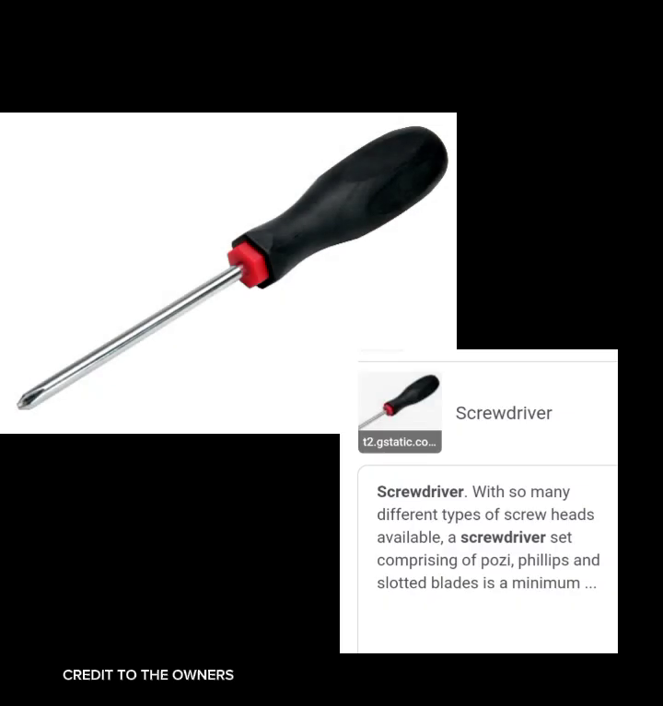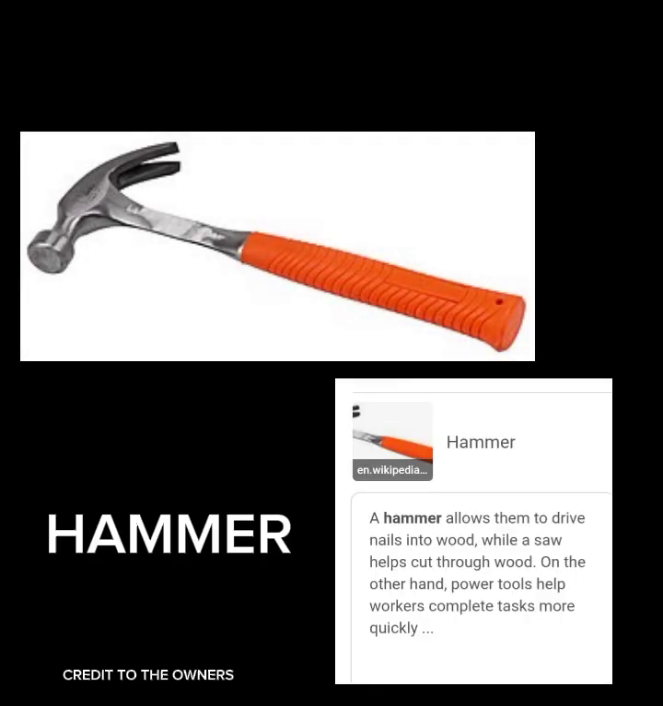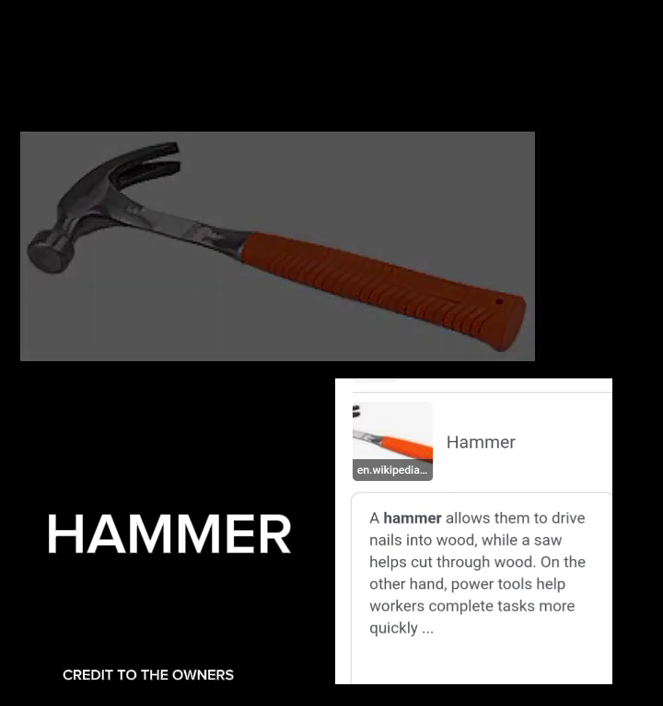First hand tool is the screwdriver. With so many different types of screw heads available, a screwdriver set comprising Phillips and slotted blades is a minimum. Next is the hammer. A hammer allows you to drive nails into wood, while a saw helps cut through wood. On the other hand, power tools help workers complete tasks more quickly.